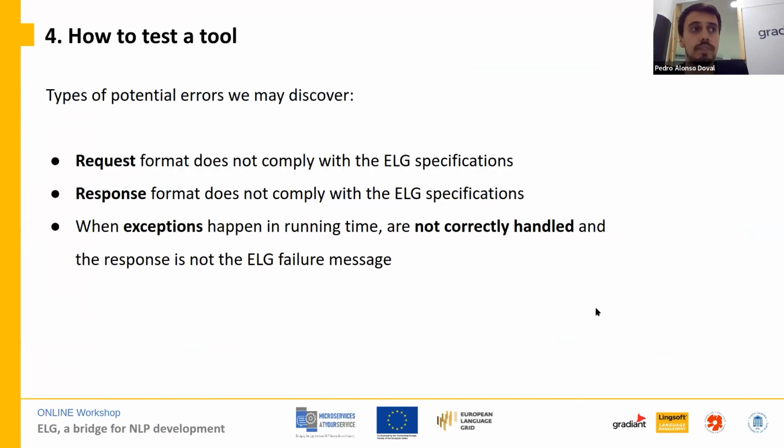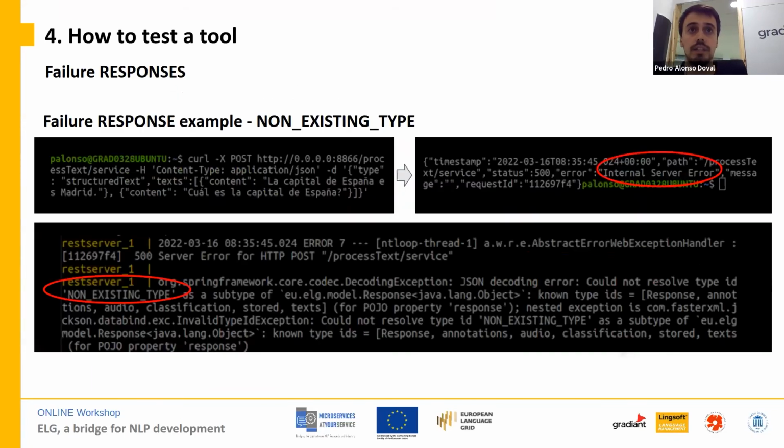Then the second case, when we do a correct request and the tool responds, but this response does not comply with the ELG specifications. So what happens in this case is that this intermediate service put here, as you can see in the logs, could not resolve type non-existing type because these are response, annotations, audio, etc. The types it understands. So it responds an internal server error, and in the logs you can check what was the problem.